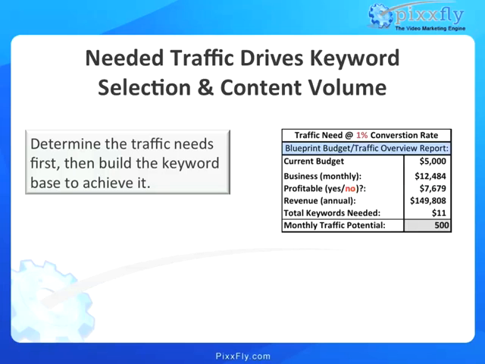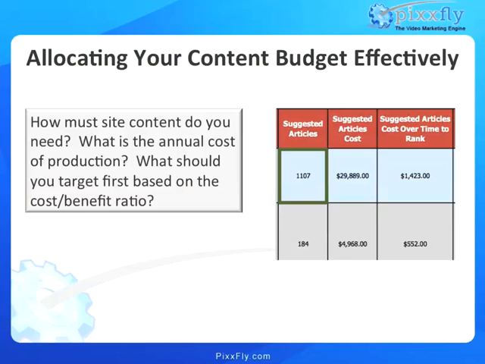The needed traffic should drive the keyword selection and therefore the content volume needed. You should determine the amount of traffic needed first and then build the keyword base in order to achieve it. Then you look at allocating your content budget effectively. How much site content do you actually need? What is the annual cost of production? And what should you target first based on the cost-benefit ratio?